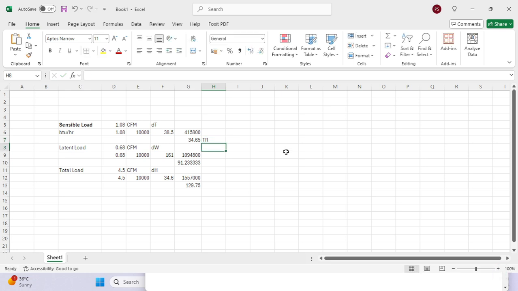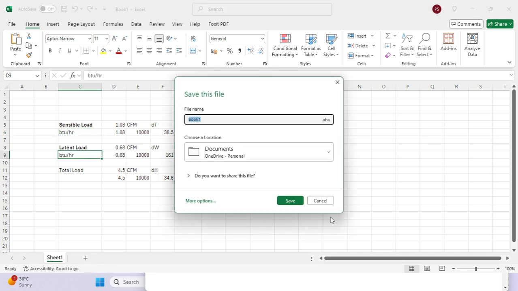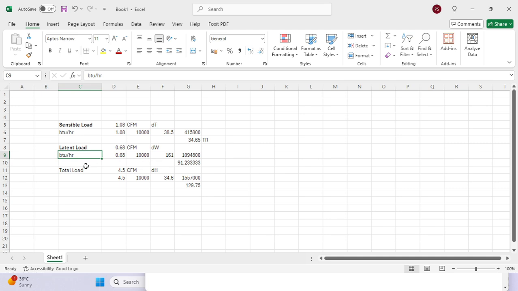Then for the latent load, the same equation: 0.68 multiplied by CFM multiplied by delta W. Then for total load, same equation, 4.5 multiplied by CFM multiplied by delta H. So you will get total tonnage. So when you add these together, it should be the same, because we are using different equations. It is supposed to be 129, very close to that value, but if you use a calculator, it will give you the actual value. But this is the equation to get total load.